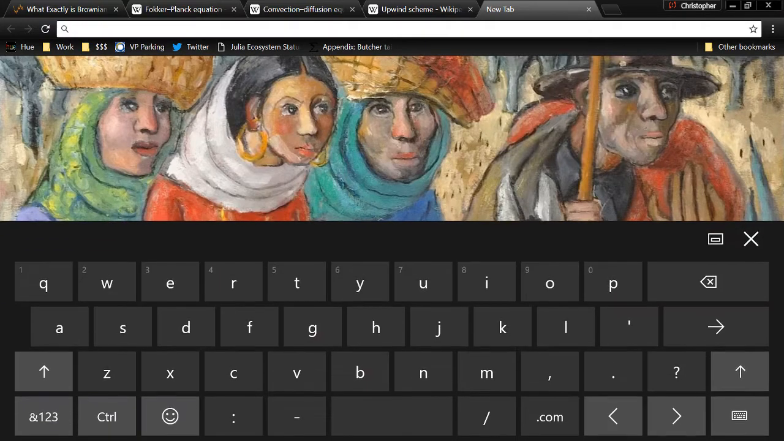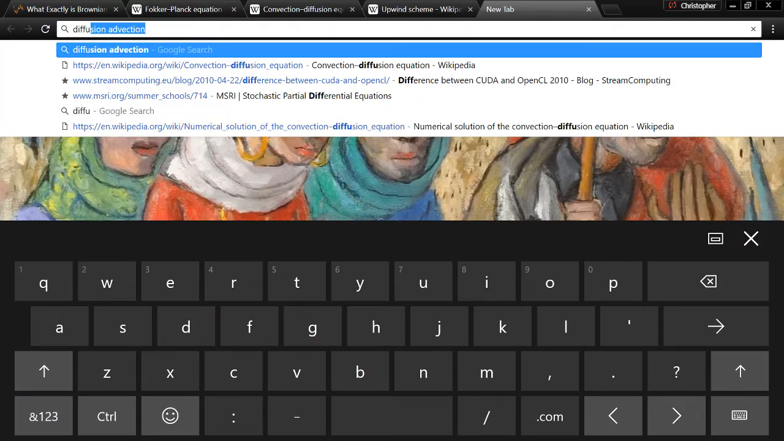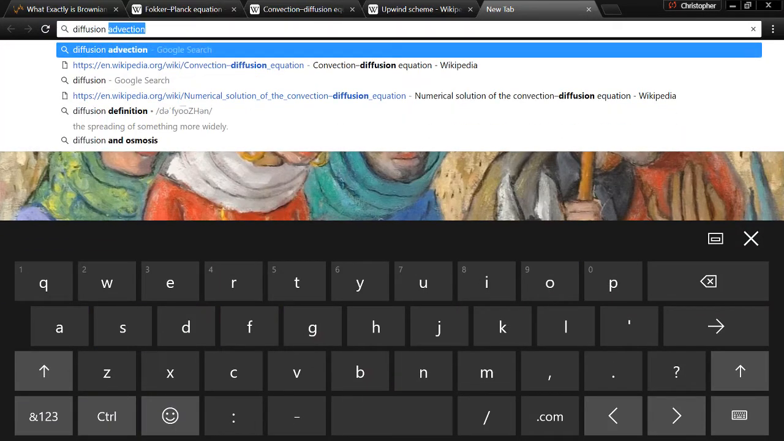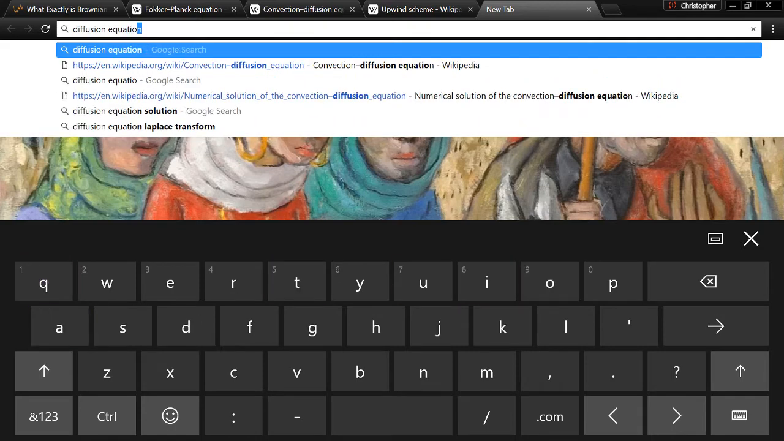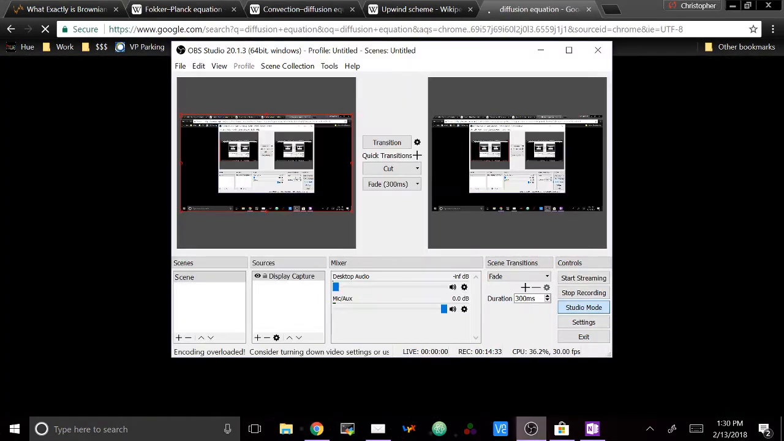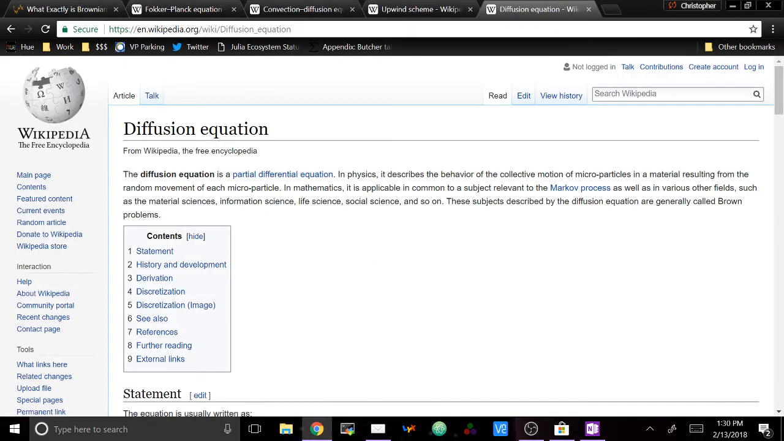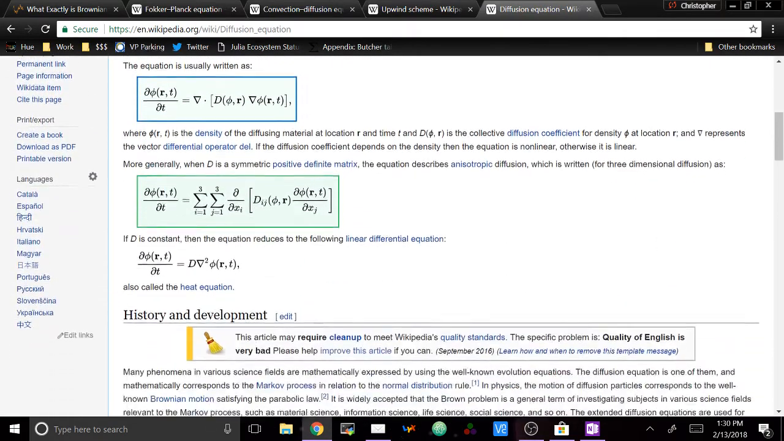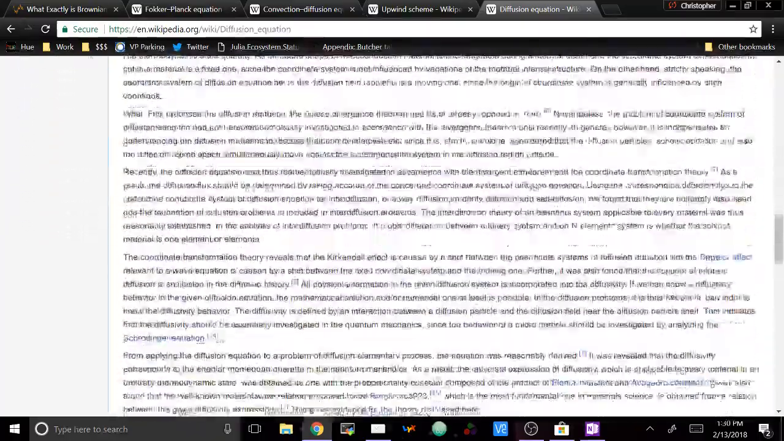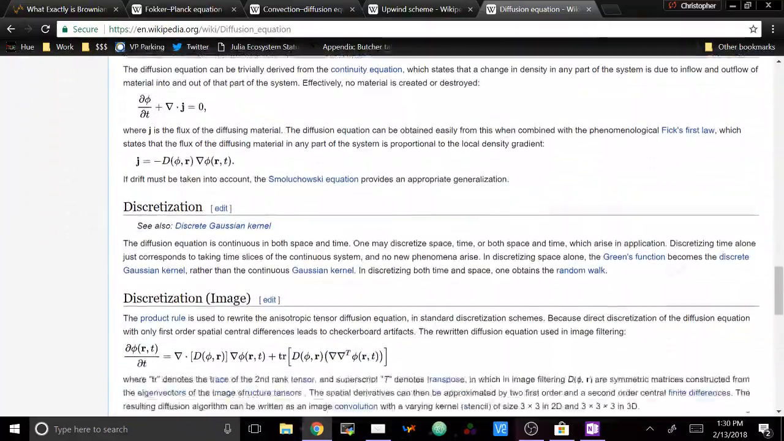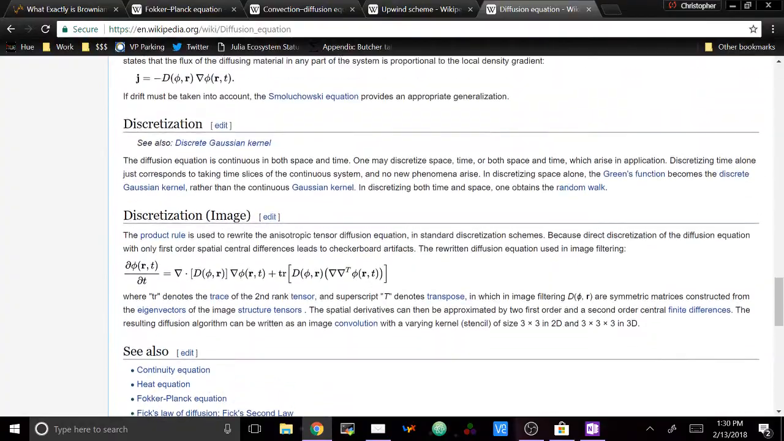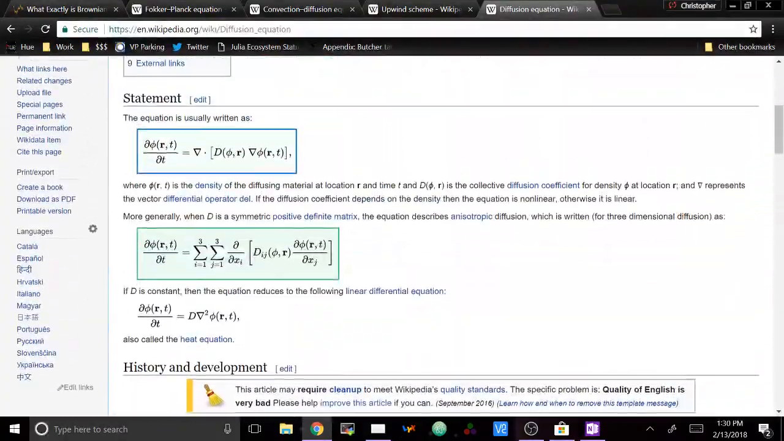So if we pull that up here, let me make sure that, yeah, I'm still recording. So the diffusion equation, if you pull this up, they don't actually have it written the way that we have it written. Okay.